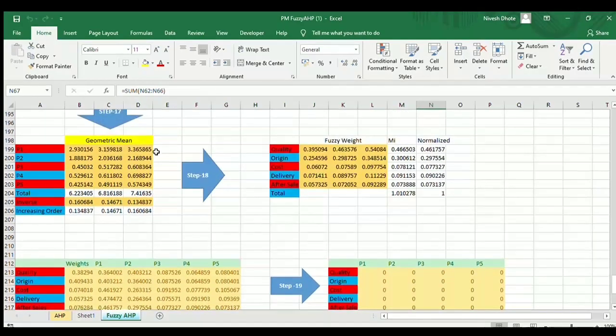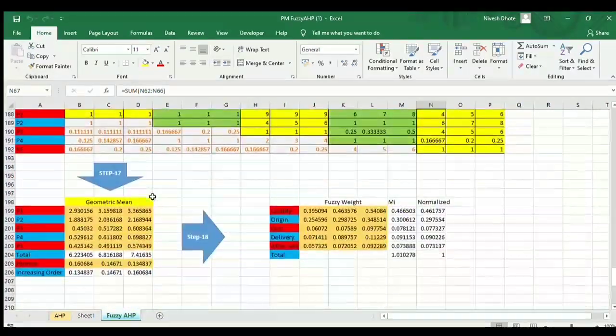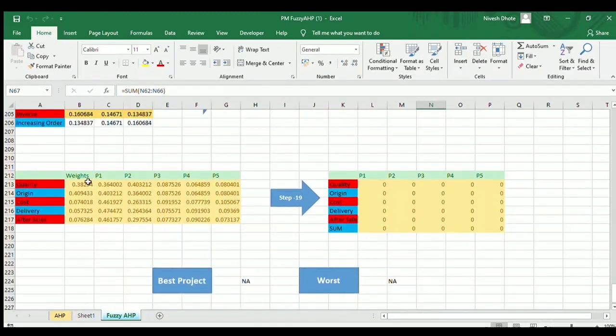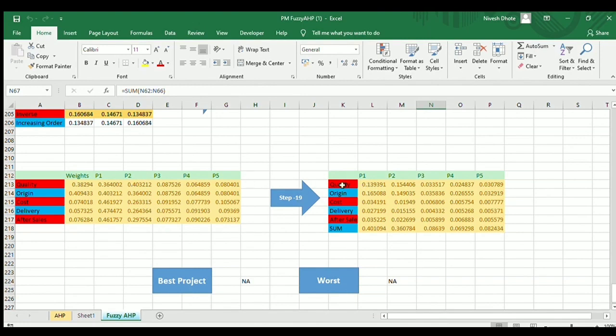Now here, for after sales, for project 1, the after sales value is 0.461757. For project 2 it is 0.297554. Similarly 0.077, 0.09 and 0.073. Similarly, we did it for all the projects with respect to every factor. Now our next step is to multiply the weight with the project. So 0.38294 into 0.364 will give us P1 with respect to quality as 0.1392. Similarly, we do it for every project.